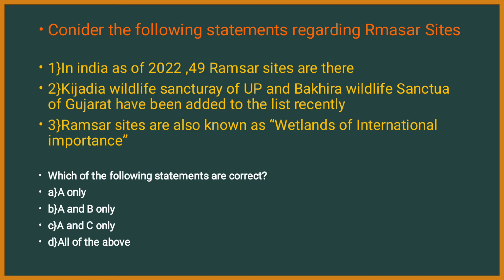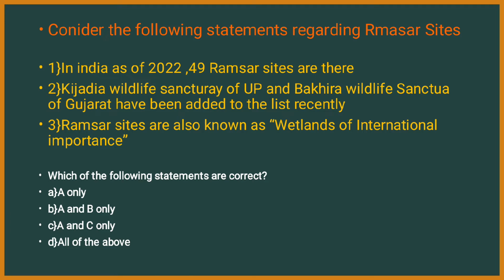Next question. Consider the following statements regarding Ramsar sites. First, in India, as of 2022, 49 Ramsar sites are there. Second, Khijadia Wildlife Sanctuary of Uttar Pradesh and Bhakira Wildlife Sanctuary of Gujarat have been added to the list recently. Third, Ramsar sites are also known as wetlands of international importance. Which of the statements are correct? A only, A and B only, A and C, and all of the above.